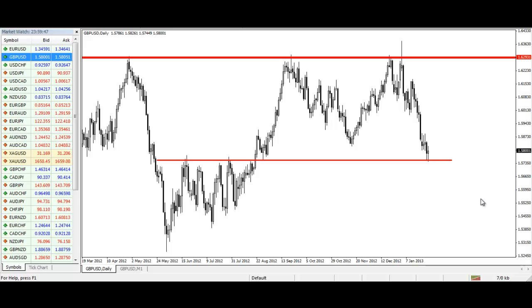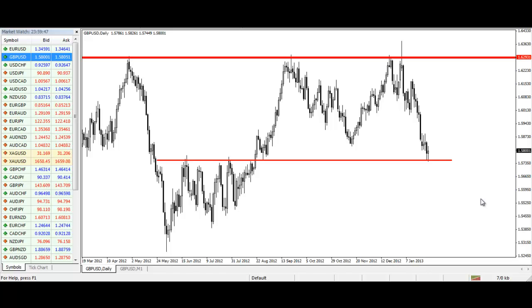We're now going to take a look at horizontal levels of support and resistance. And a little bit later on we'll have a look at some diagonal forms of support and resistance as well, which are more commonly referred to as trend lines. Now we're currently looking at the pound-dollar daily chart, the cable daily chart.